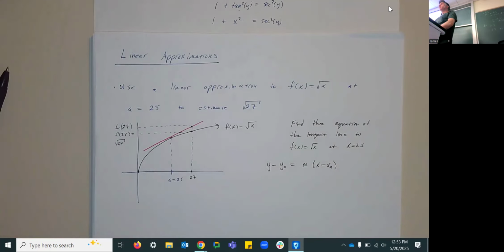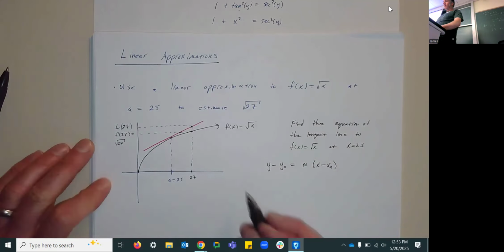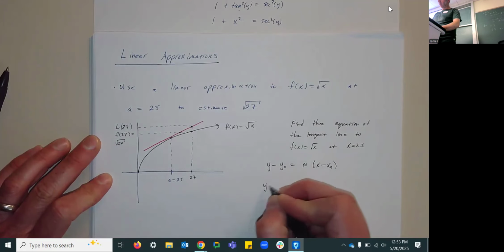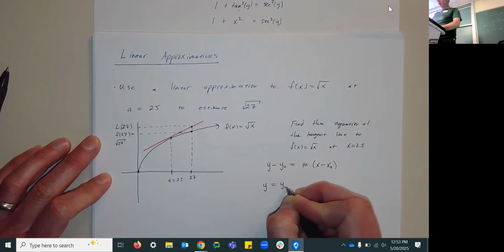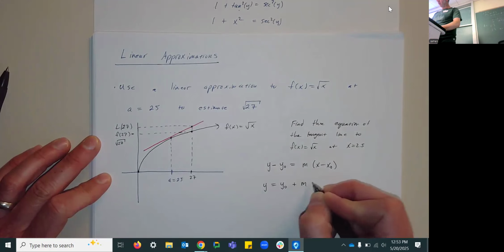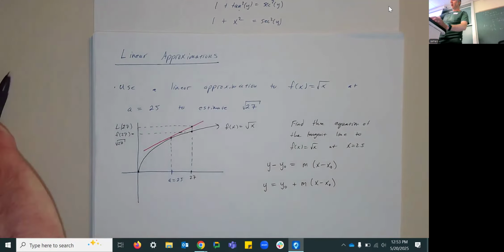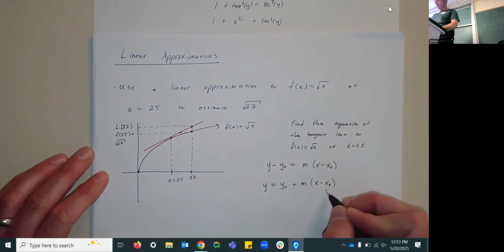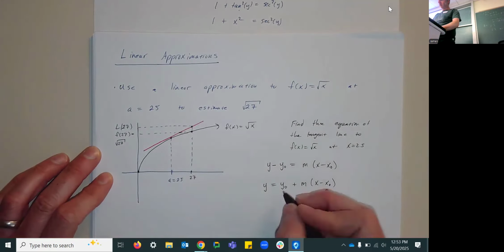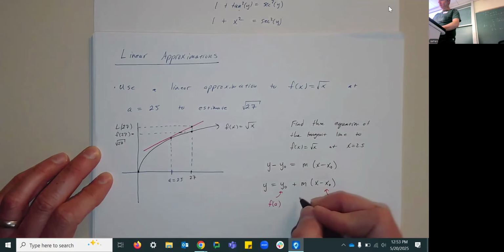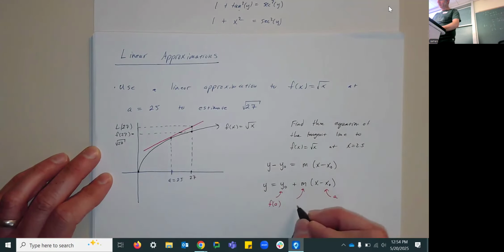Now, for whatever reason, people like to write this a different way. So instead of writing it like this, we're going to isolate y. We're going to write it as y equal to y naught plus our slope times x minus x naught. And instead of using x naught, we're going to use a. We're going to use f of a instead of y naught.